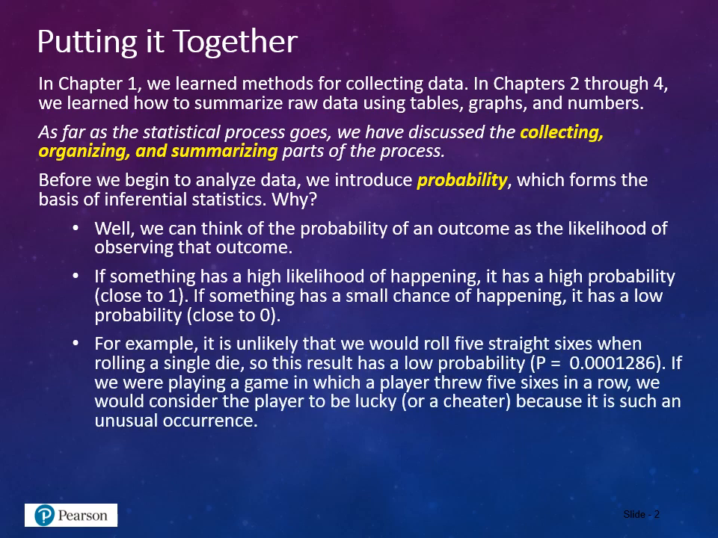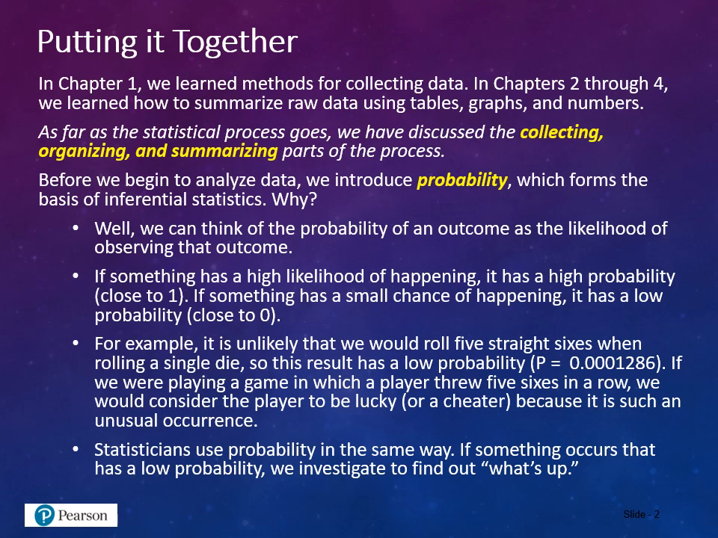For example, it is unlikely that we would roll 5 straight 6s when rolling a single die 6 separate times. So this result has a low probability. Specifically, the probability equals 0.001286, a very small number. If we were playing a game in which a player threw 5 6s in a row, we would consider that player to be either really lucky or more likely a cheater, because it is such an unusual occurrence.